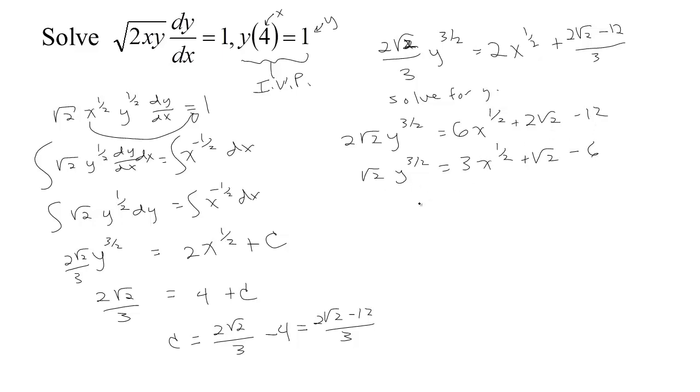Let me now divide by square root of 2. Y to the 3/2 equals 3 over root 2 x to the 1/2. Root 2 over root 2 would be plus 1, minus 6 over root 2.